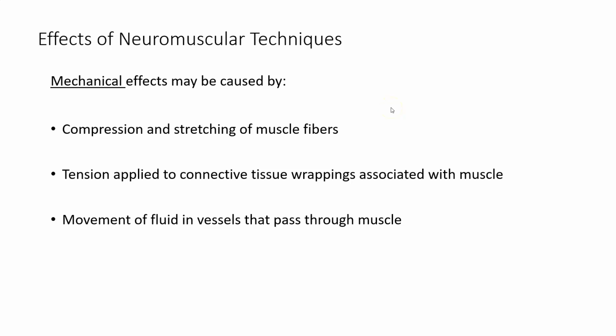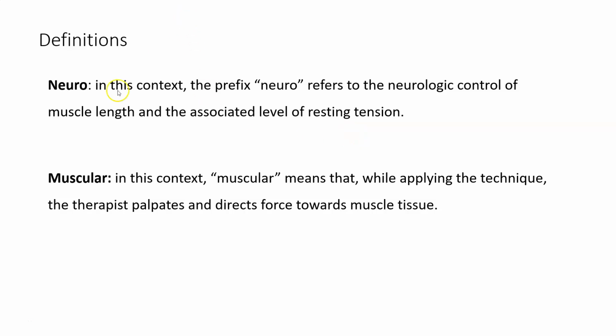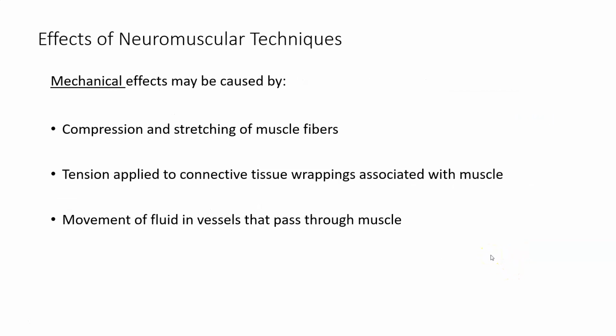So the other thing in these neuromuscular techniques, they do affect neurological intervention, this neurological control from the nervous system to muscle tone, but there's also the mechanical part of it. If you remember, mechanical means any kind of technique that pushes or stretches or changes position of soft tissues. So the mechanical effects of these neuromuscular techniques can be caused by compression and stretching of the direct muscle fibers. Also, tension applied to connective tissue wrappings.